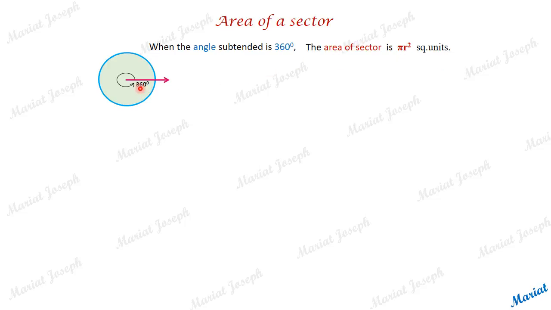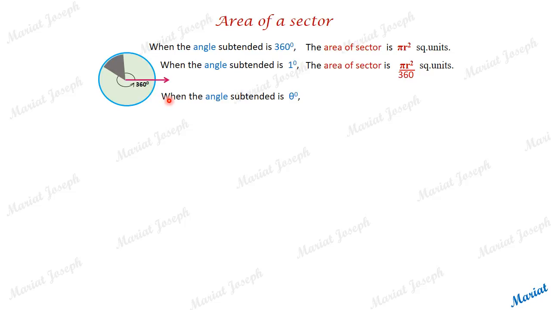Now if the angle subtended is just 1 degree, then the area will be 1 upon 360 of this pi r square. Pi r square upon 360 square units. That is for 1 degree. So for theta degrees, if this sector has theta degrees subtended at the center, the area will be pi r square by 360 into theta. Here you notice the theta must be measured in degrees.